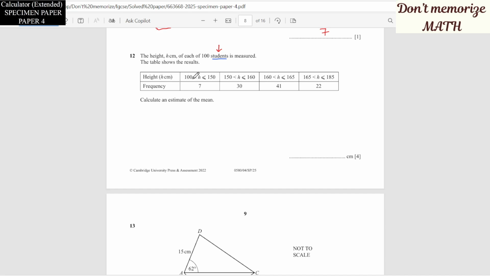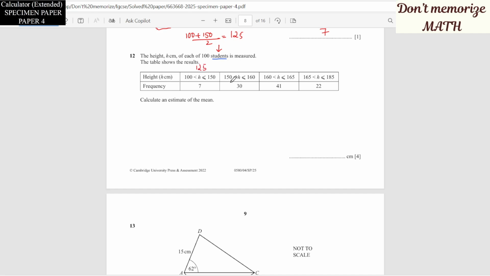100 and 150. What is the midpoint of 100 and 150? What will be the middle one? It is 125, right? If you don't know, you can just take 100 plus 150 divided by 2, so you will get 125. So the midpoint of this class is 125.